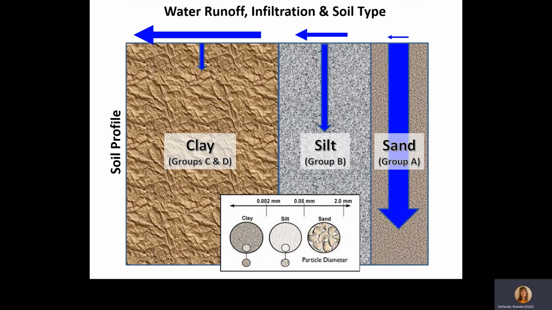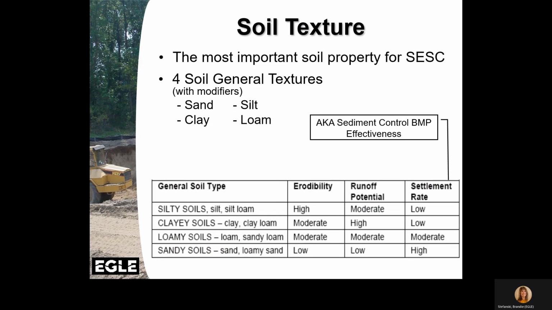Clay soils are soil groups C and D. Silt soils are group B, and sand is group A. We'll discuss these groups in more detail. Soil texture refers to the proportion of sand, silt, and clay-sized particles that make up the mineral fraction of soil. Understanding the soil texture is an important part of SESC, allowing the plan designer to appropriately select the SESC measures for the area by indicating which areas are prone to erosion.